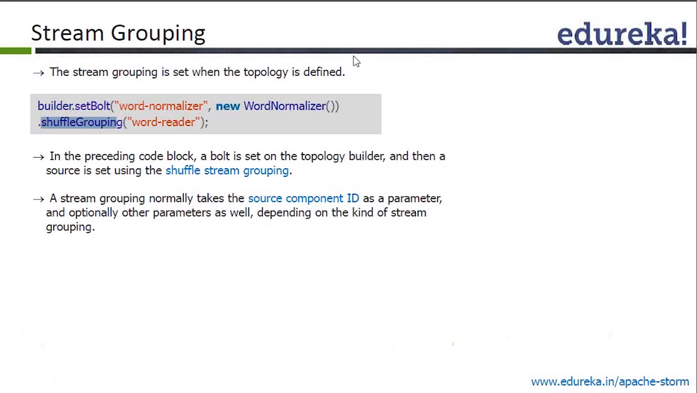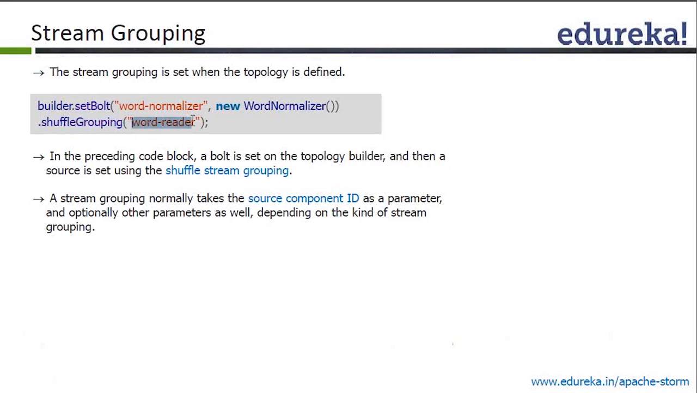Okay. What is word normalizer? Word normalizer is a bolt class. It's the name of the bolt, and word reader is the alias. See, these two lines are actually showing three concepts. One, declaring a bolt. Second, giving the alias to the bolt or any other component. Third is putting them together and defining the source itself.